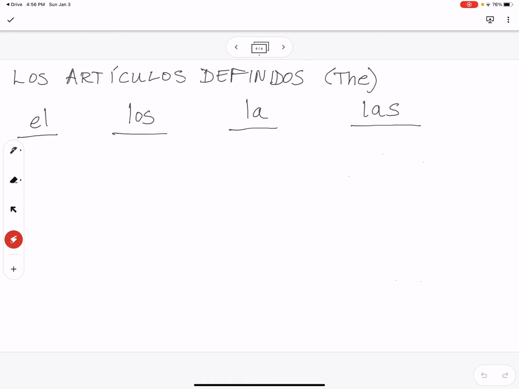Okay, we're going to do the definite articles first, los artículos definidos, which again, these all mean "the." El, los, la, and las, all 4 of these mean "the." You're just going to use them in different situations. So let's do some examples with this. The first one, a word that we already did, was libro. So if I was going to say "the book," I would say el libro.